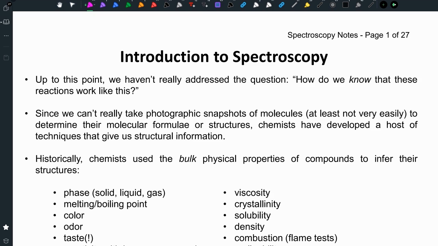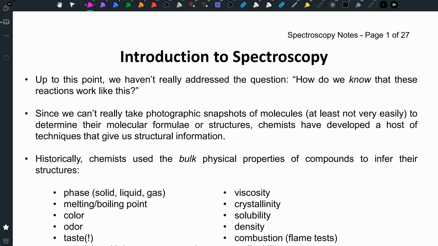So the question is how do I know what's in a given container? What kind of molecules are there? The thing is, molecules are too small. We're never going to be able to see them. And so, over the course of the history of chemistry, chemists have had to come up with different ways to characterize substances so that they could say, I think I made this compound, and here's my evidence.